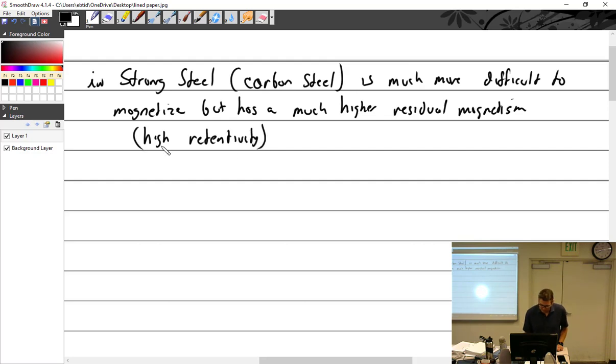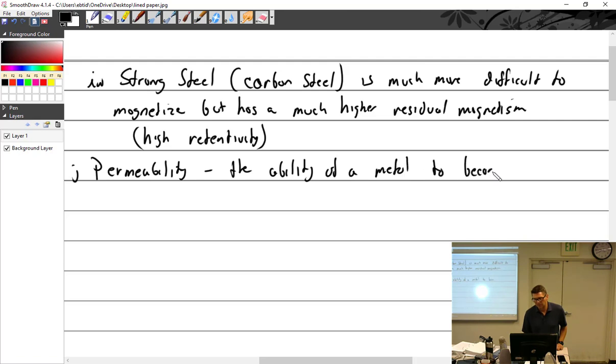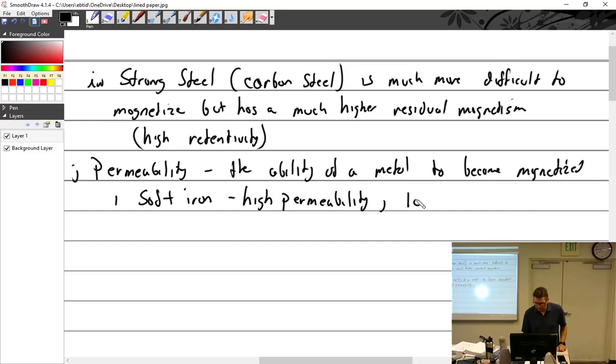High retentivity. Let's see, permeability. Permeability is the ability of a metal to become magnetized. So soft iron, does that have high or low retentivity? Low, okay. It has high permeability, which means it's easily magnetized. But low retentivity.